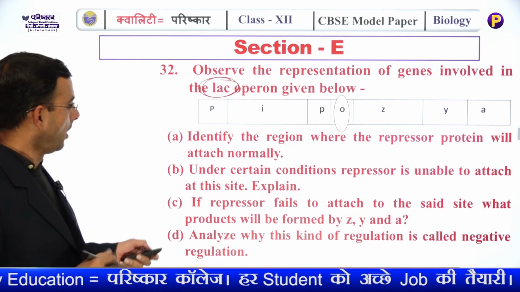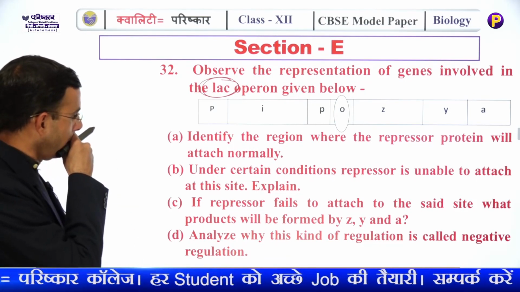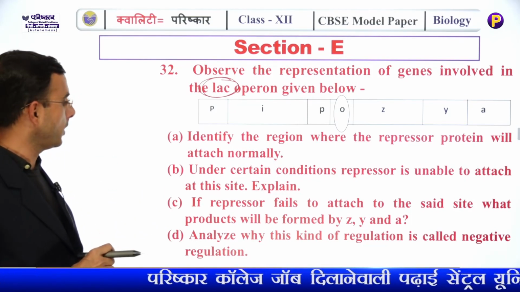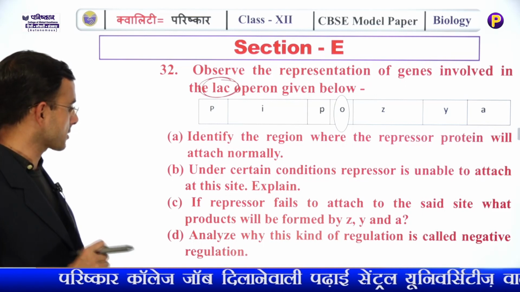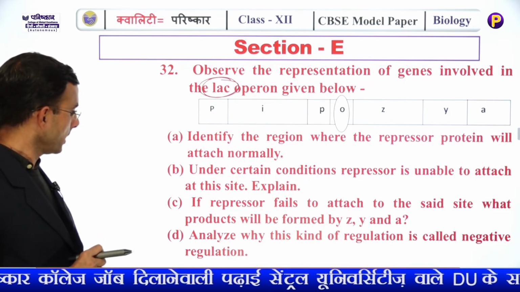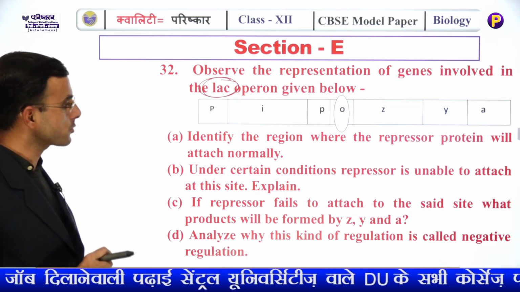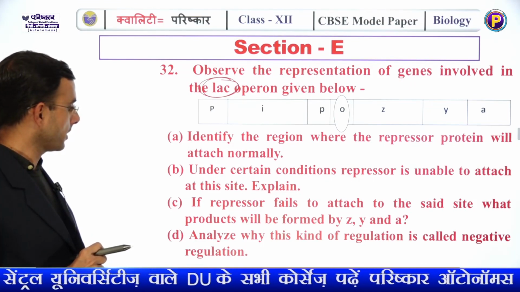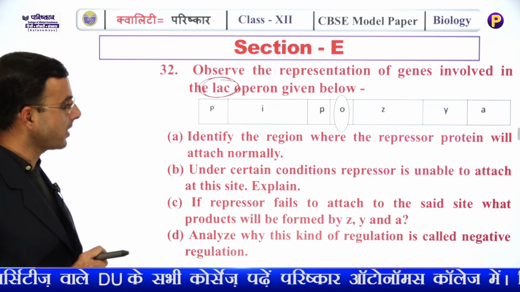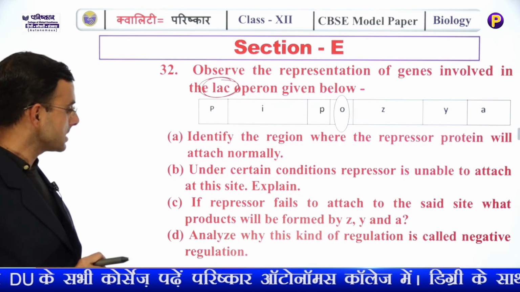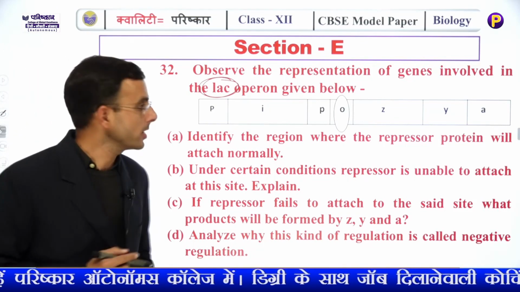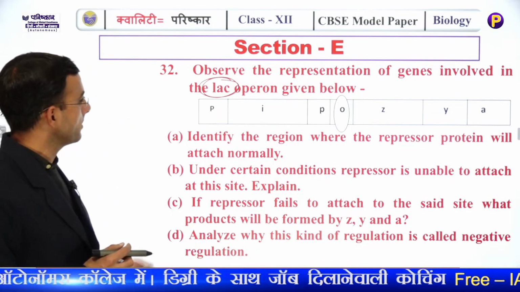Second, under certain conditions the repressor is unable to attach at this site, explain. Third, if the repressor fails to attach to the said site, what product will be formed by the Z, Y and A genes? Analyze why this kind of regulation is called negative regulation. That is very important.